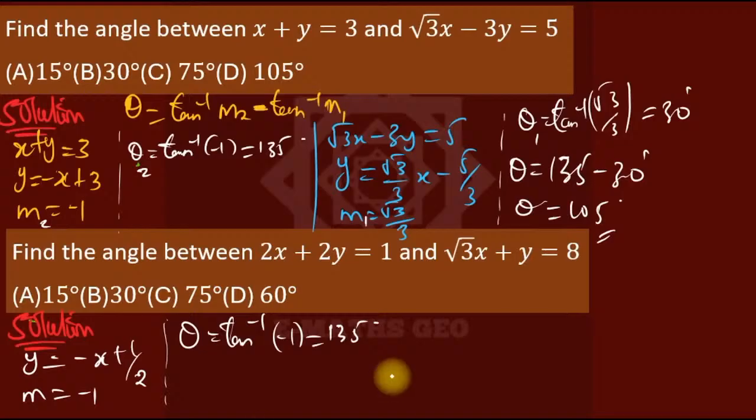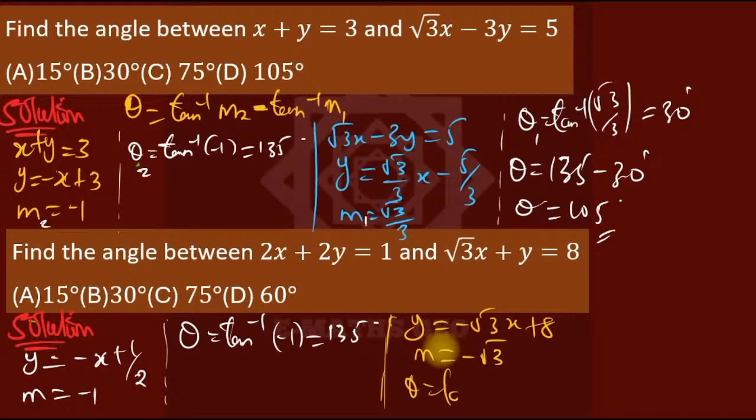For the second line, the same thing: we make y the subject of the formula. So y will now be equal to minus 3x plus 8, making m equal to minus 3. Therefore, theta will now be arctan of minus 3. Arctan of root 3 is 60, so this should be 120.